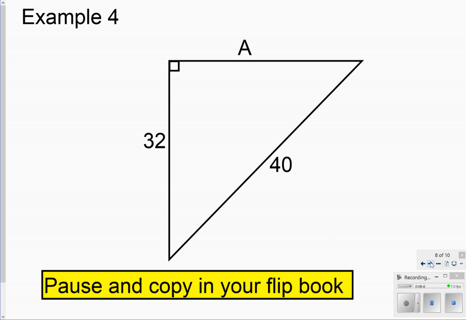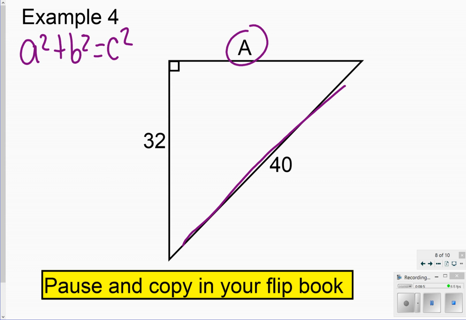All right. Here we have a different example, and this time, if you notice, we have our hypotenuse, and yet one of our legs is missing. We're still going to use the same formula, a squared plus b squared equals c squared. We're going to plug in our information, but this time we have to work a little bit backwards. We don't know what a is, so that stays there. b is 32, so 32 squared. And c is 40 squared.